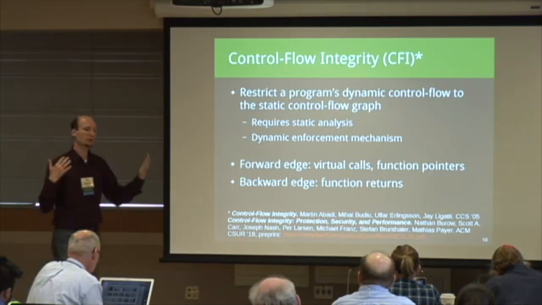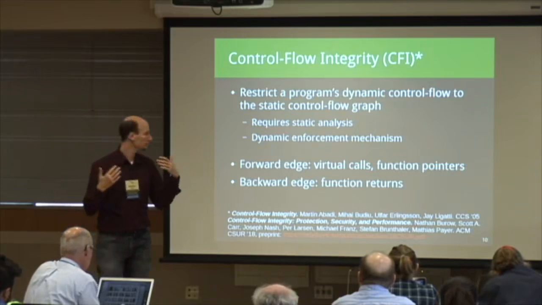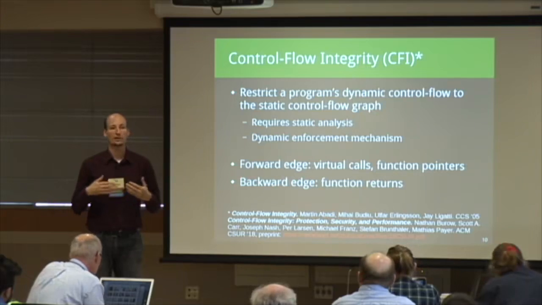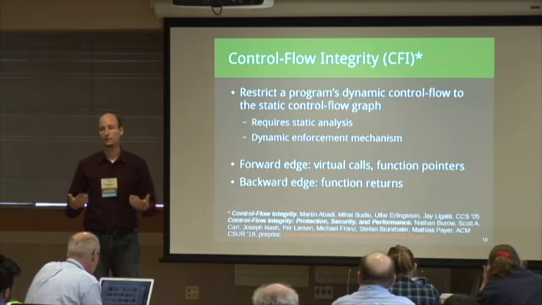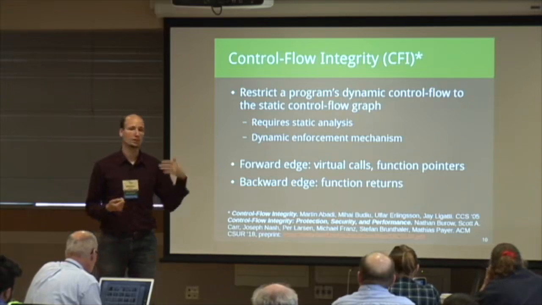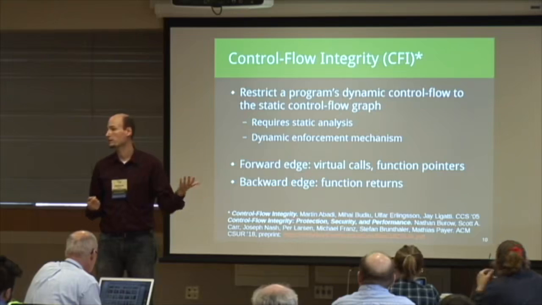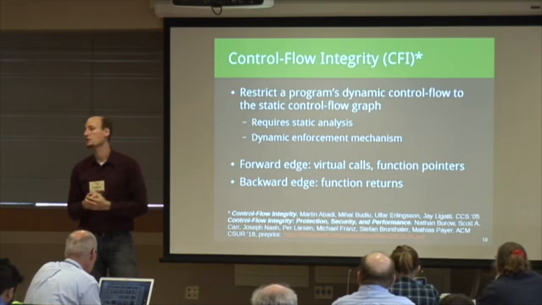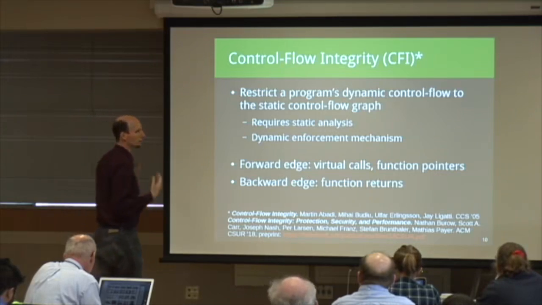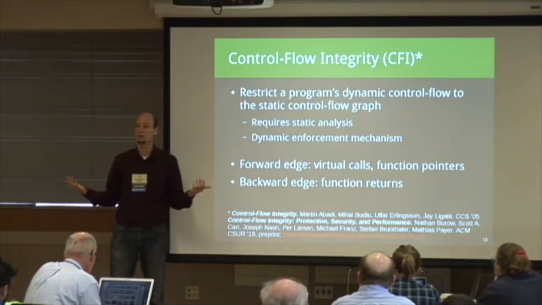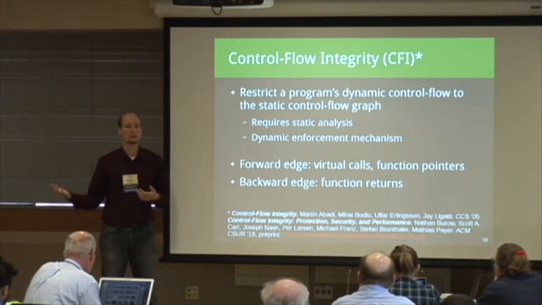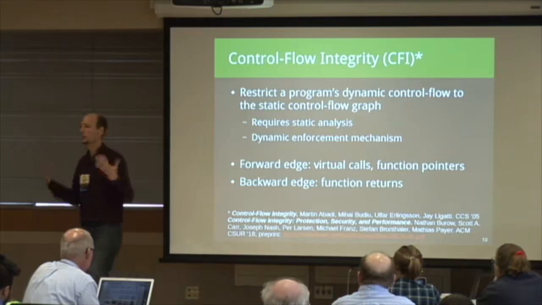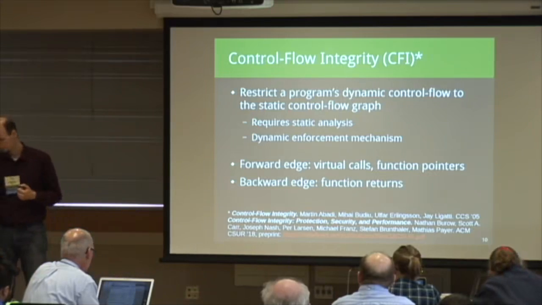And we distinguish between two kinds of edges, the forward edge and the backward edge. A forward edge is, for example, a function call. And these are indirect function calls, for example, a function pointer in C, or a virtual call in C++. So we're focusing on systems languages like C and C++ here, because they are, on one hand, the ones that are most used for all the software, and on the other hand, the ones that are most exploitable for these kinds of vulnerabilities. And the backward edge is any function return, like the return instruction pointer on a stack.